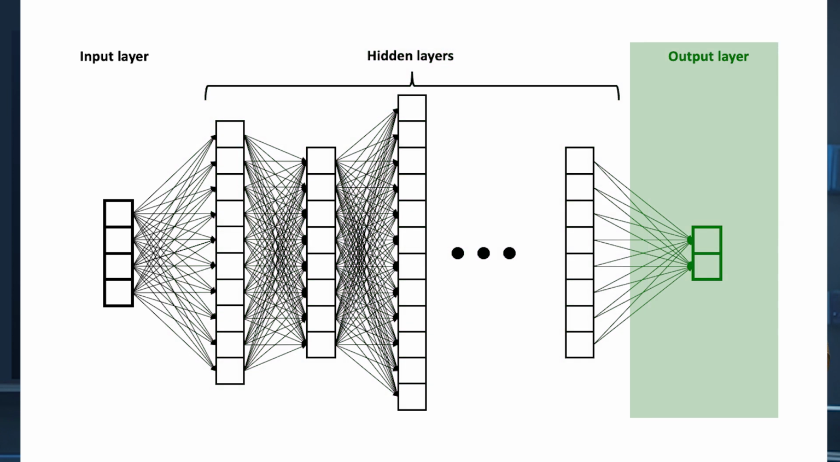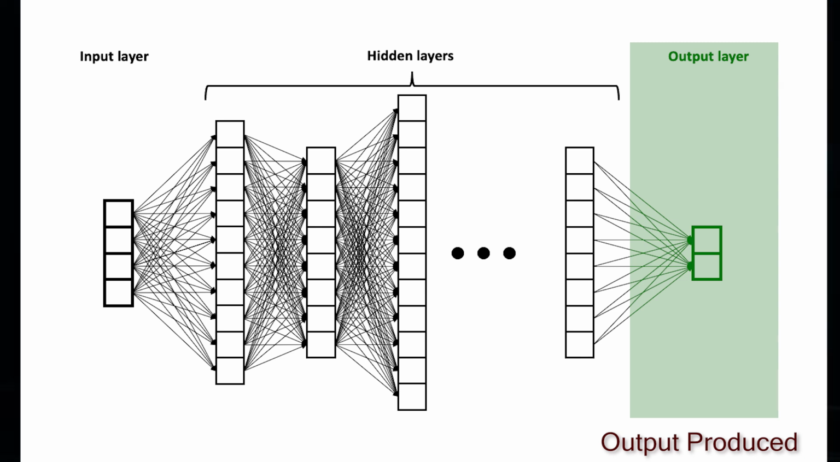And third, the output layer. This is the final layer of the network where the output is produced. The number of neurons in the output layer corresponds to the number of classes in a classification problem, or a single neuron for regression tasks.